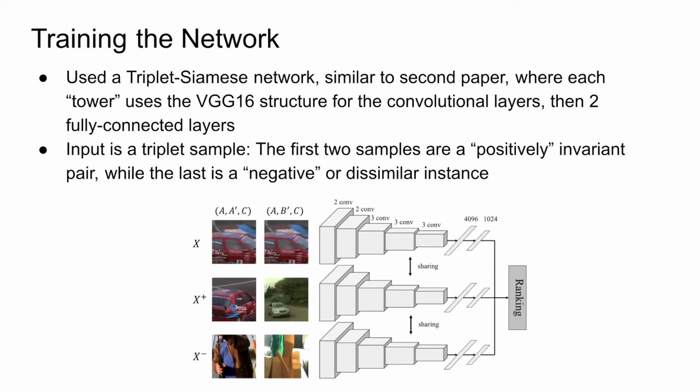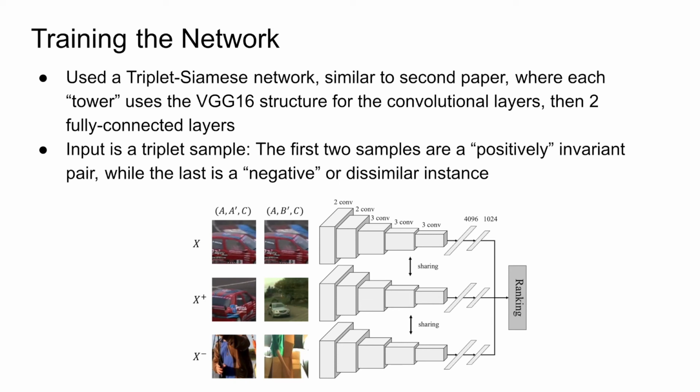With this graph made, they can now train the network for the auxiliary task, which is finding the distance between nodes in the graph. They once again use a triplet Siamese network, where each of the 3 towers uses the VGG16 structure for the convolutional layers, and they use a ranking loss function.